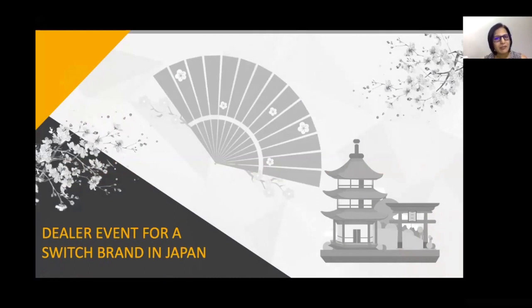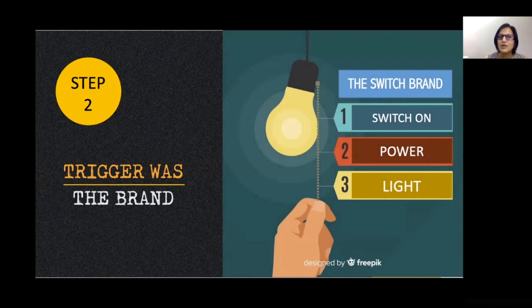They wanted to reward the people who had done really well for that particular year. And how were they going to reward them? By having a reward and recognition night, called an R&R event, in Japan.